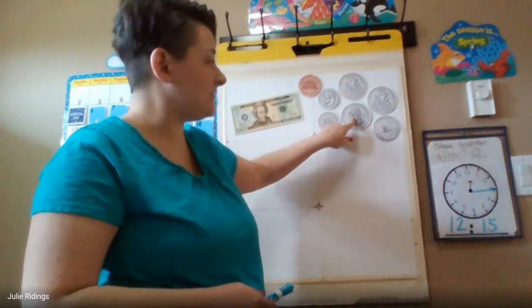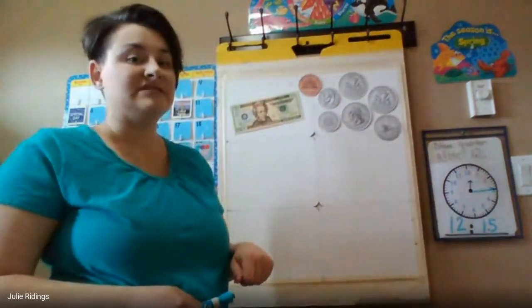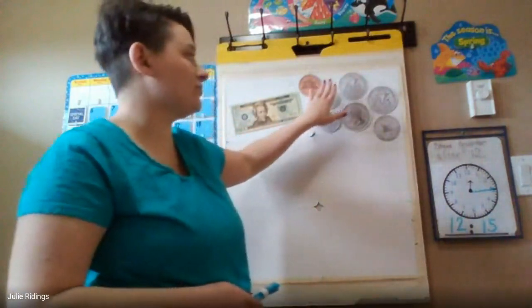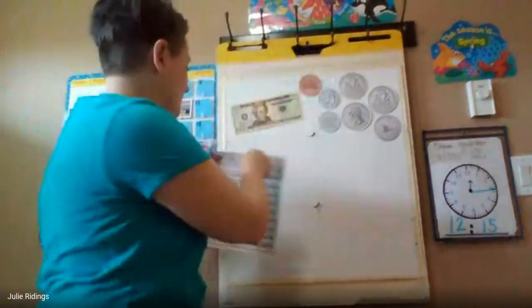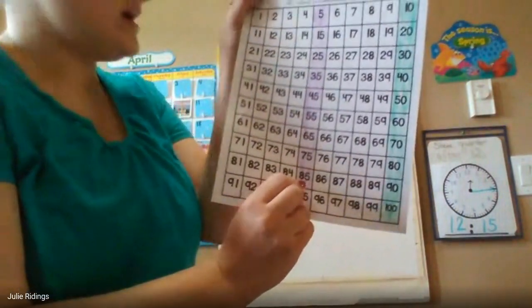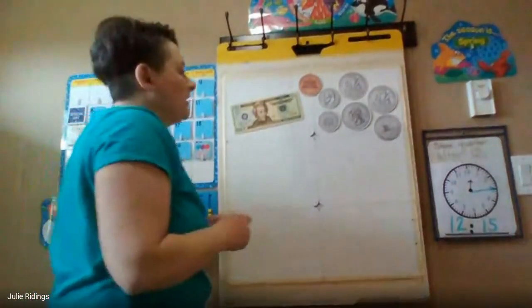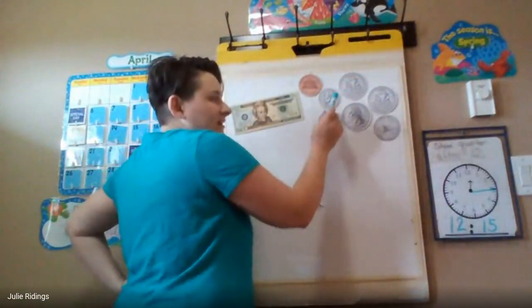You should be saying it out loud. 50. 75. Now what coin would come next that's worth the most? Dime. So 25, 50, 75. Group of 10 up. If I have 75 and I count up a group of 10, a dime, 85. And then that other dime would make 95. Okay, let me put my 100 chart back up. One second. There we go. So 25, 50, 75, 85, 95.